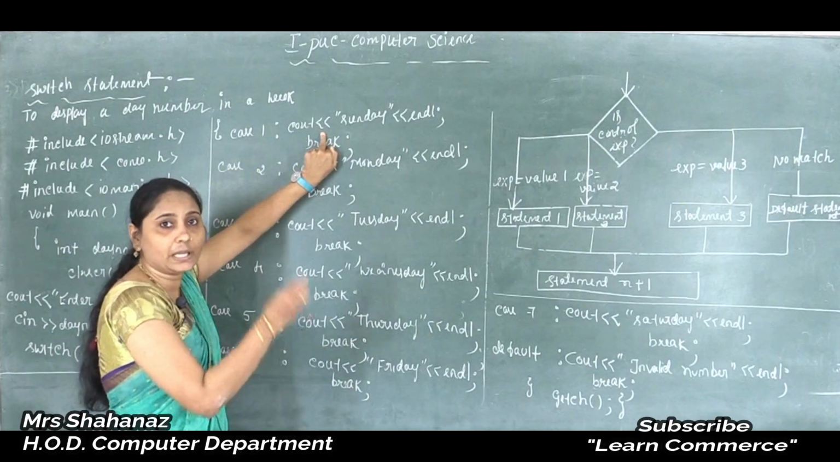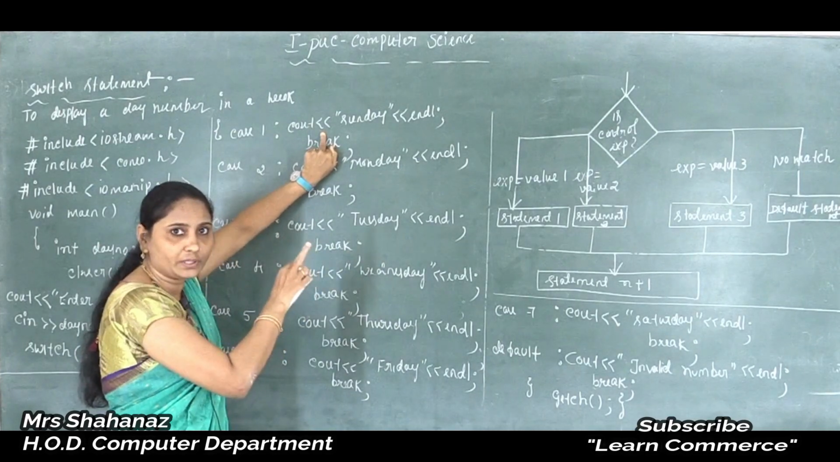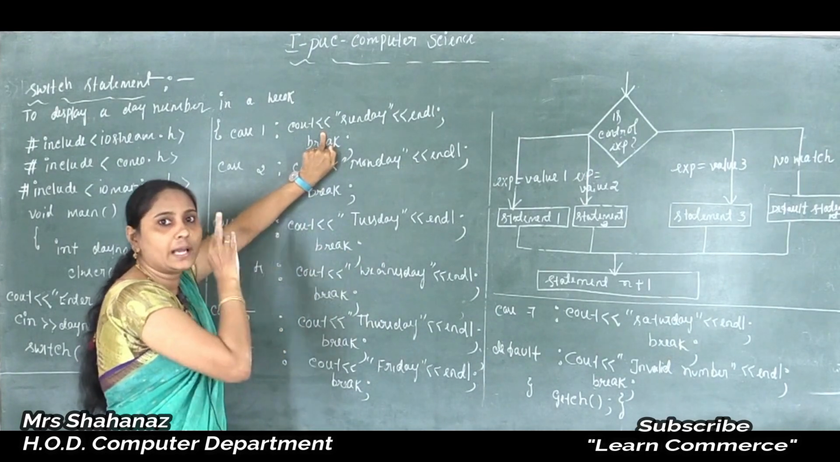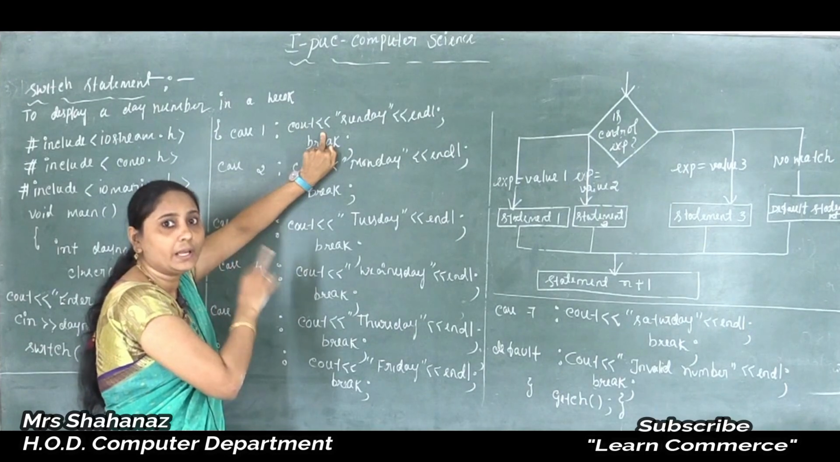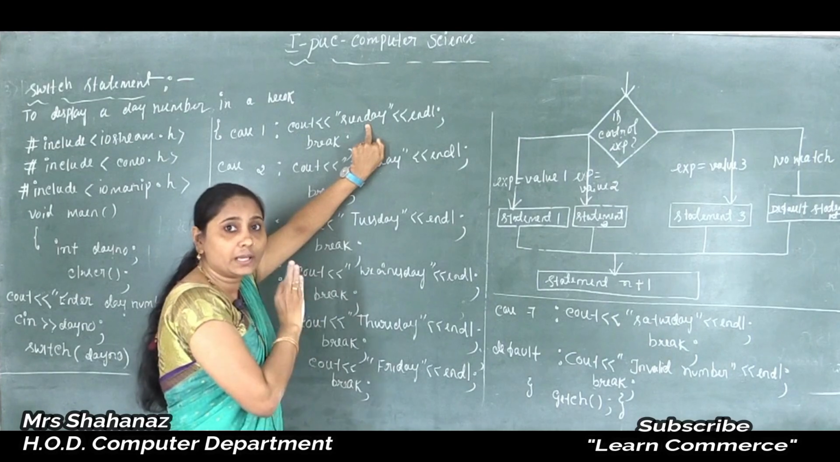If the control expression value, the day number value, matches our case 1 value, then it is going to execute this statement. This statement is called the Sunday. Clear this point here? Clear?